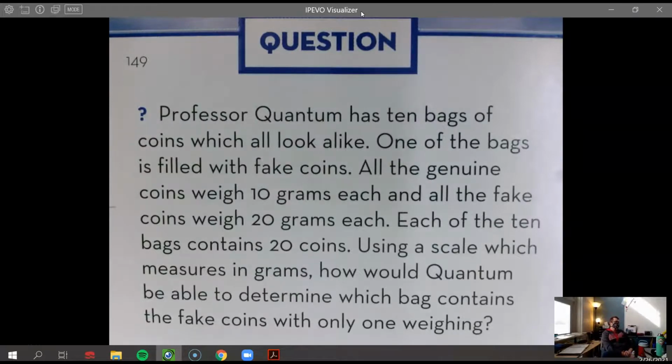Yeah, but he can't tell the difference. We're assuming that you can't tell that one bag, you're going to need a scale to do it. And he can only use the scale once. Maybe the scale is set to self-destruct after you weigh something. I don't know why.